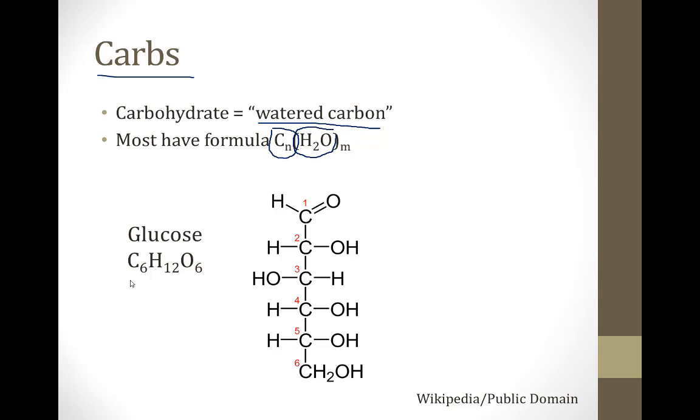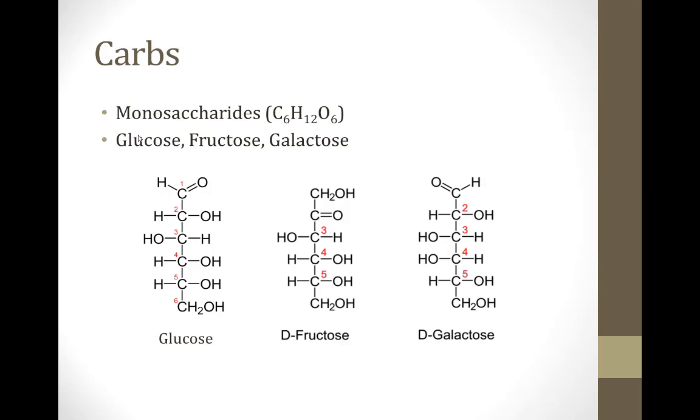So for example, let's look at glucose. Glucose has a molecular formula C6H12O6. So you could think of this as 6 carbon molecules and 6 water molecules. The simplest carbohydrates are called monosaccharides, and there are 3 of them that are important for biochemistry: glucose, fructose, and galactose. All 3 of these monosaccharides have the same chemical formula, C6H12O6.